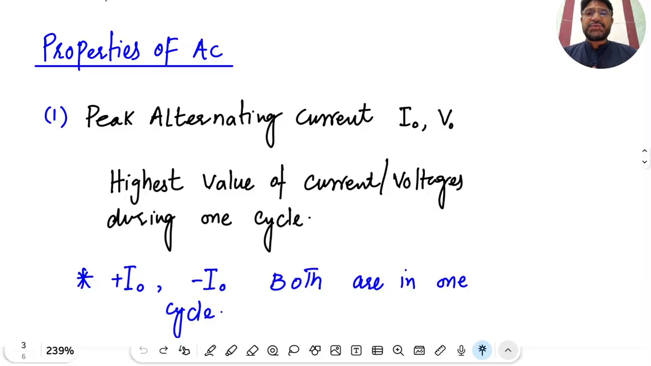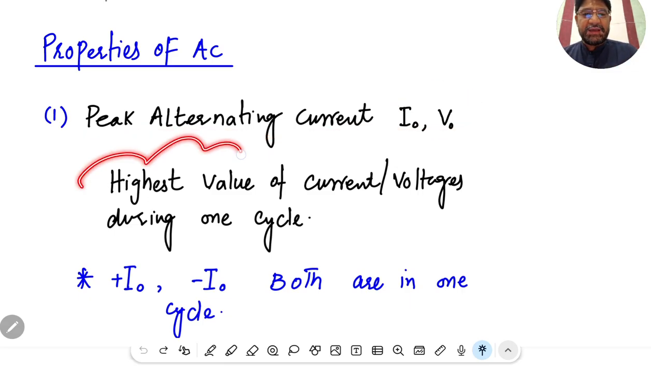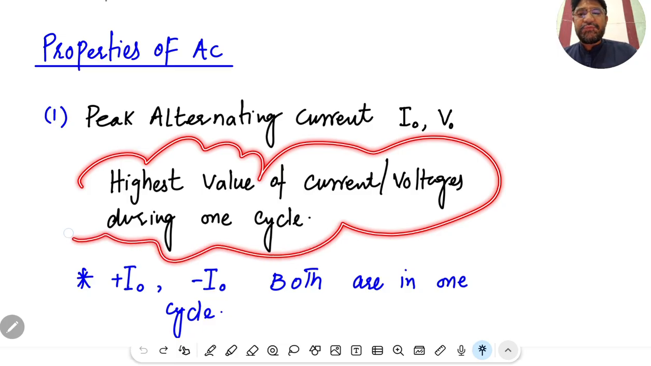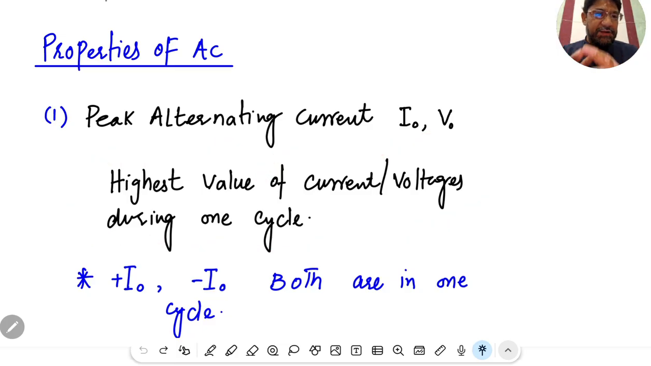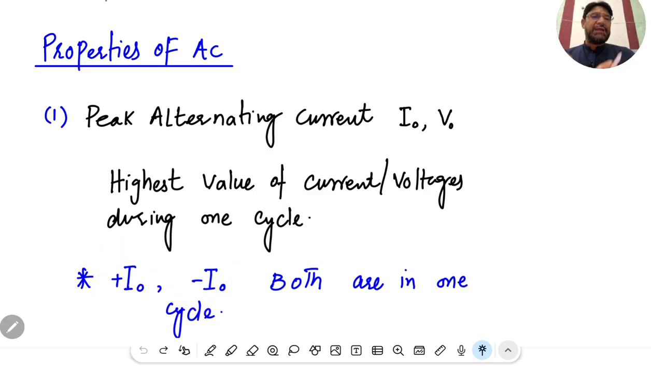On this slide I am showing you the main properties. One of them is the peak alternating current or peak alternating voltage. Peak alternating voltages are the highest voltages of the alternating current or alternating voltage during any cycle. It is highest positive as well as highest negative. Both are available in one cycle.